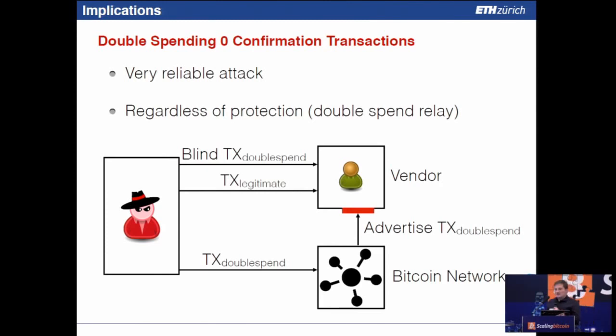Now, the adversary can send a legitimate transaction to the vendor. But since the vendor will now try to broadcast this in the network, and since it's conflicting with the double spend transaction, well, the Bitcoin network will just reject it, right? And at this point in time, if the vendor accepts zero conf, well, the game is over. The only requirement here is that the adversary knows the IP address of the Bitcoin node of the vendor, which might be a strong requirement based on your setting.